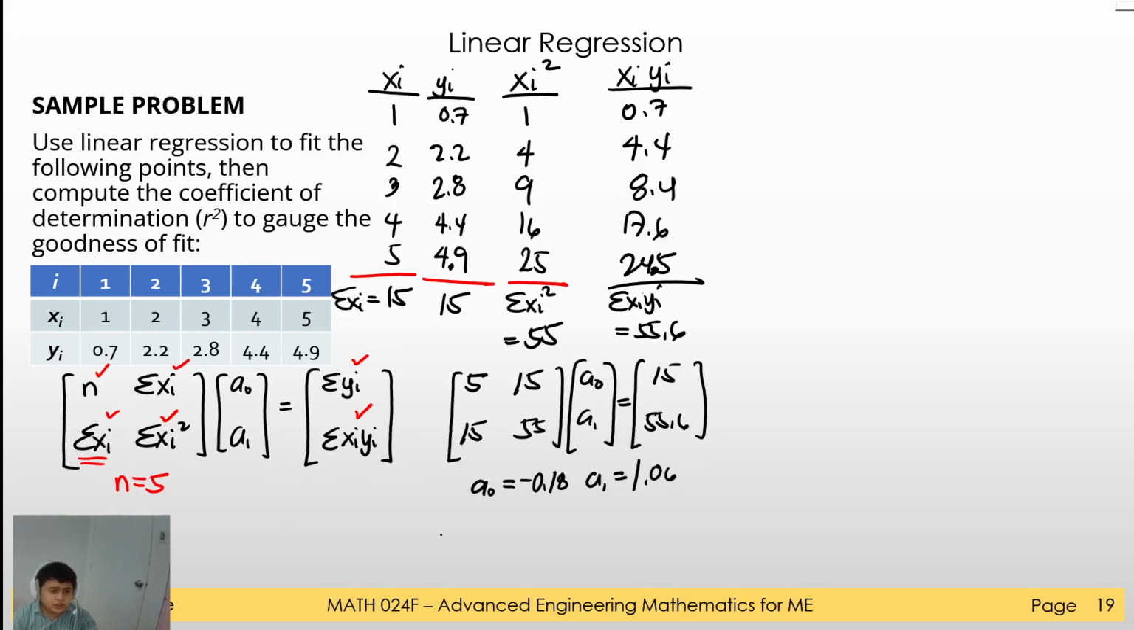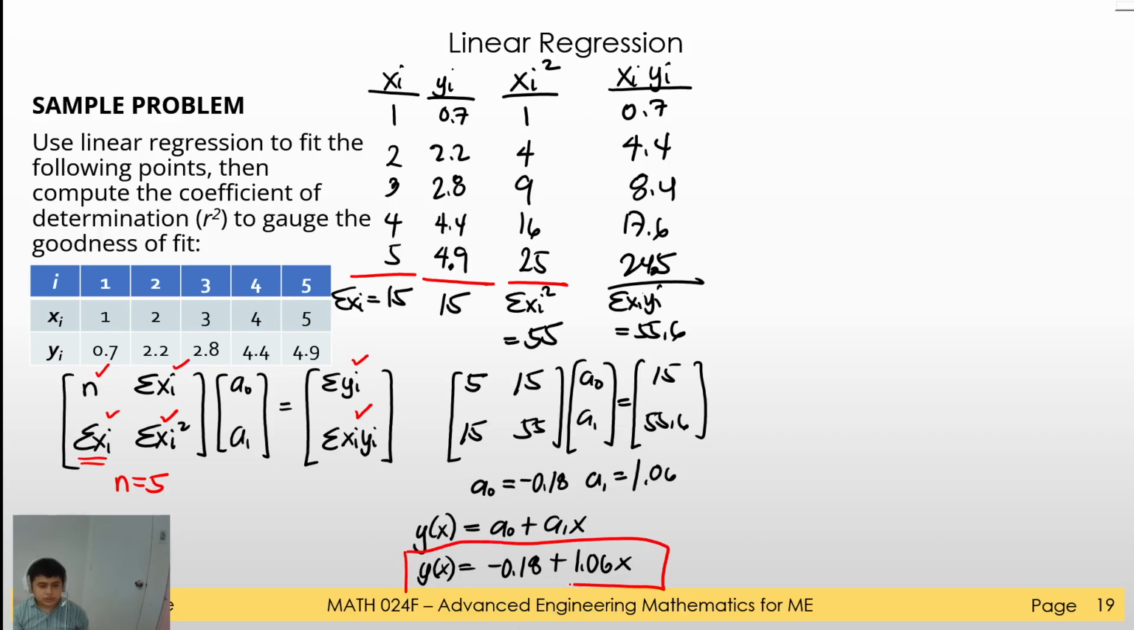So therefore, what is the linear regression? The linear regression is y of x is equal to a naught plus a1x. So this will be negative 0.18 plus 1.06x. So this will be your linear regression. So this will be your answer. So this represents the curve. This curve represents these data points.